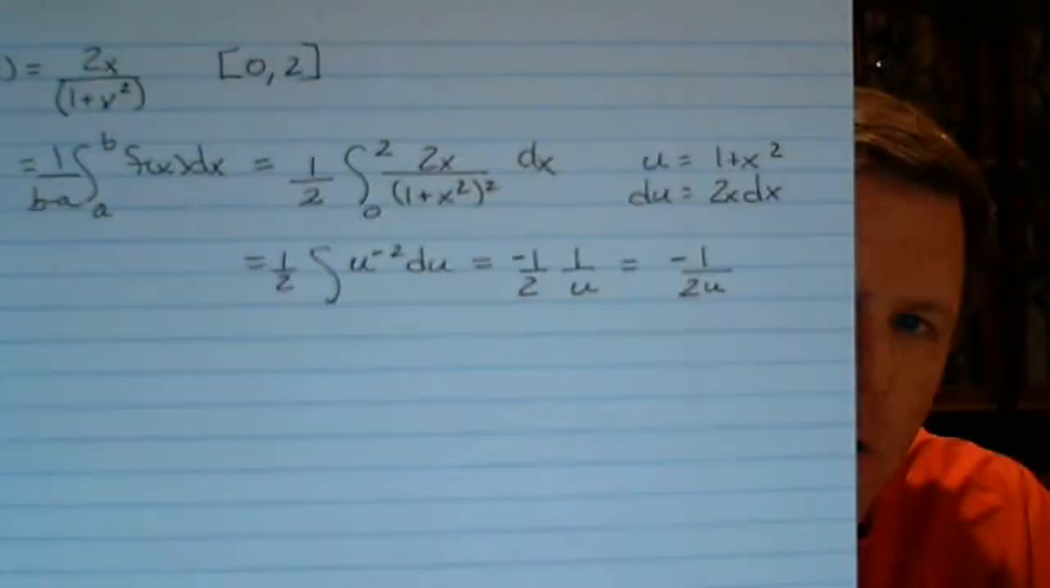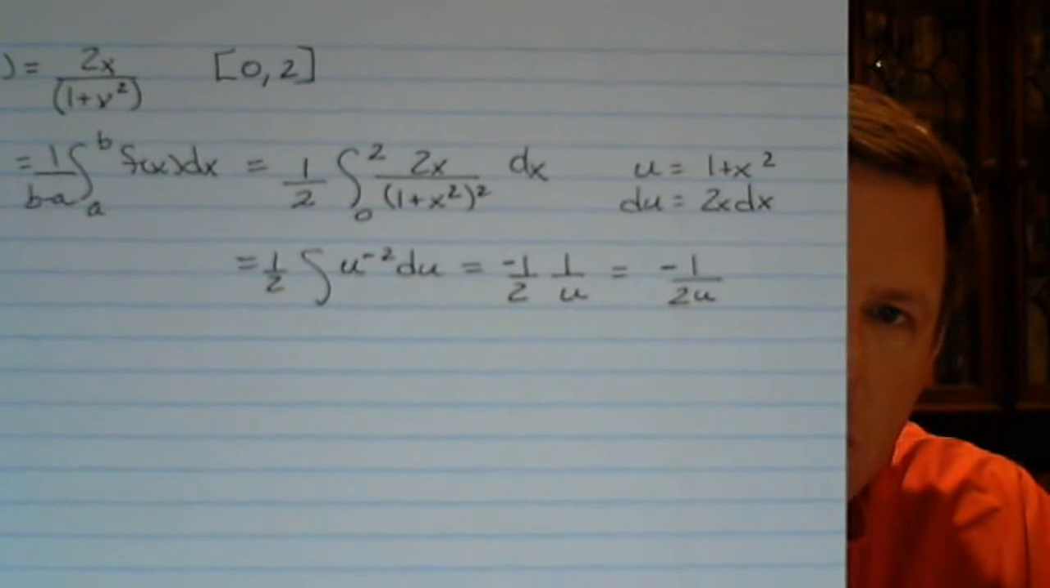We add 1 to negative 2, that gets us negative 1. And then we divide by negative 1, so that puts a minus out in front of everything. So our ultimate answer then is minus 1 over 2u. There you go. There's the integral if you want to pause and take a look at that.